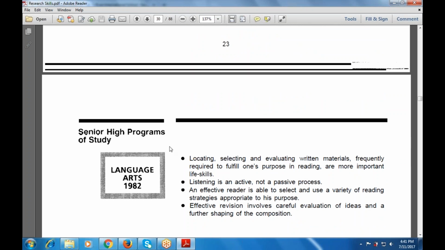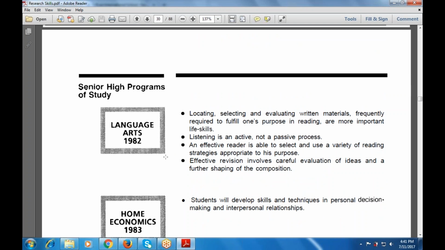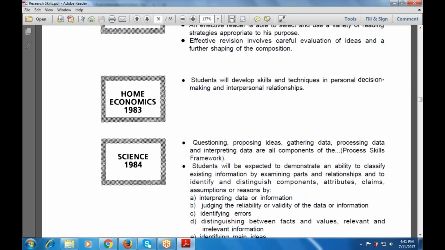Then in the senior science or senior high program of study, it is used in the reading as well as the life skills. In case of questioning, proposing ideas, gathering information, data, processing data, interpreting the framework, those are also the components of the process skills in the framework. That is also one of the categories of the student skill that is also used for developing the skills and techniques.